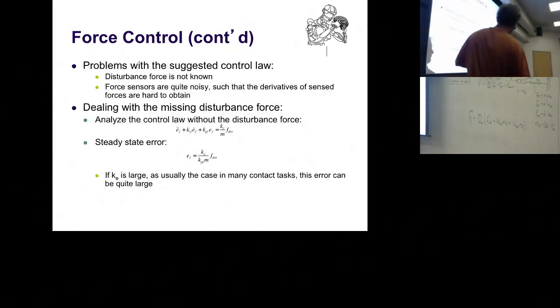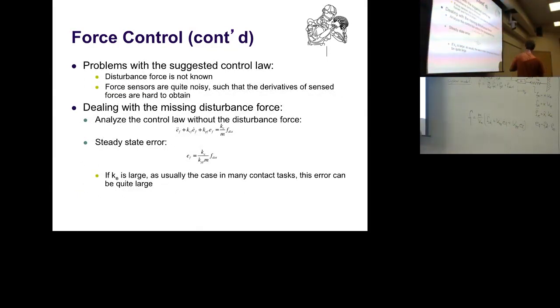Let's see. So what problems do we have? First of all, we assumed, so you have to put this back in here, plus Fe plus F disturbance. Okay, that belongs to the controller. So we assume we know the disturbance, but the idea is we don't know it. It's something which is unknown, it's our unmodeled stuff, so this is not given to us.